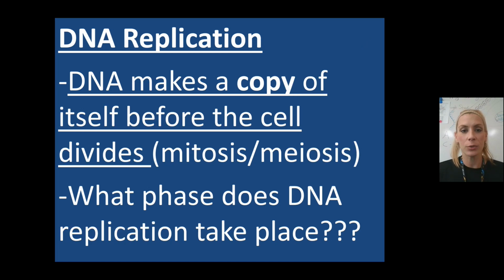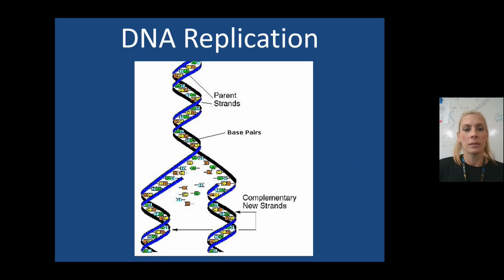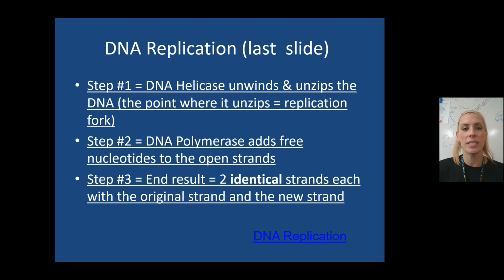All right, now DNA has to replicate or make a copy of itself. If you guys go back to the last unit, you should know what phase DNA replication takes place. So this is your next question. Fill in your box. Alrighty, DNA replicates. So DNA has to make a copy of itself in order to turn into messenger RNA.